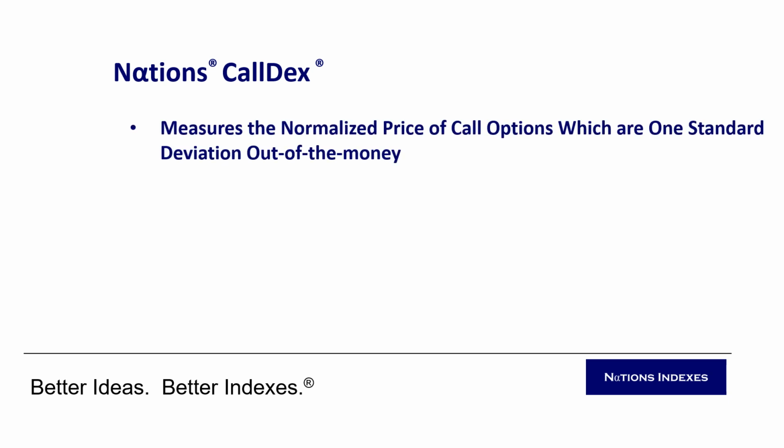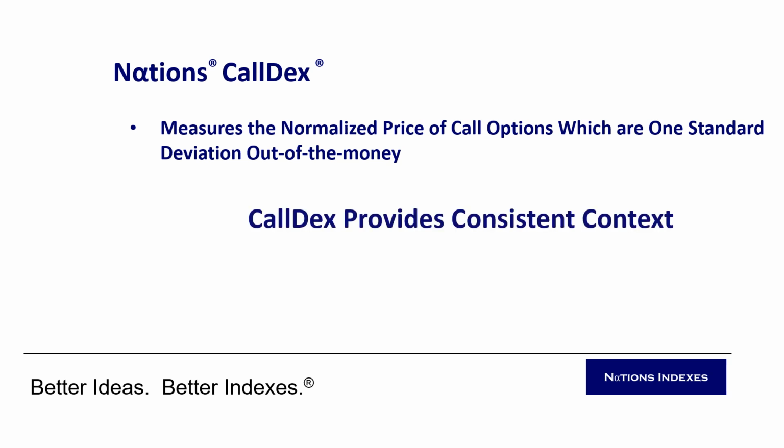CallDex measures the normalized price of call options which are one standard deviation out of the money. That translates to a call option with a delta of approximately 16. So these are the sort of call options speculators might buy to express a bullish point of view, or that an investor might sell as a covered call. That constant moneyness also means CallDex always maintains its context.